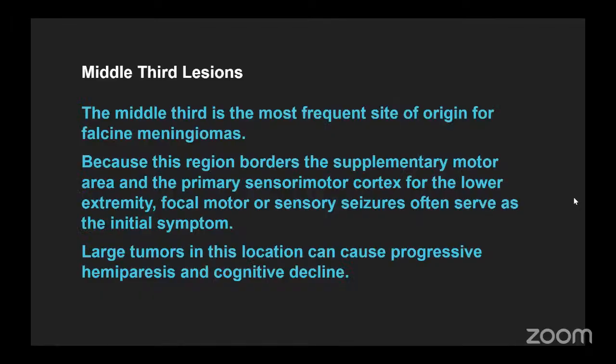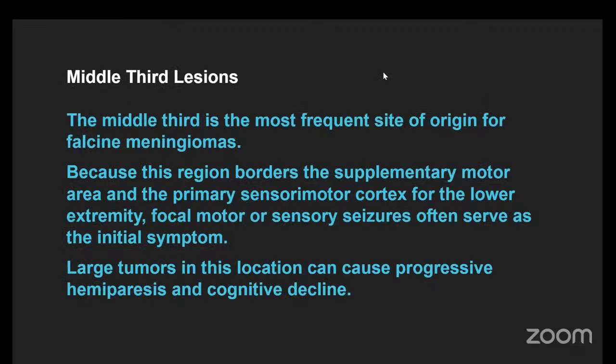This is the middle third lesion. Yes, Dr. Fatma, I knew the answer was from you. So we have the middle third lesions. They are the most frequent location for falcine meningiomas. And why is that important for us? Because we know we have the supplementary motor area and the primary sensorimotor cortex, and especially, what did we discuss on the medial side? What is the medial continuation of the primary sensorimotor cortex?